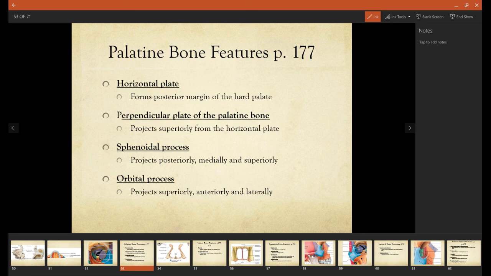The perpendicular plate is going the opposite direction of the horizontal plate. It's going to be going superiorly, and it's going to branch off into two processes. The sphenoidal process goes posteriorly to the sphenoid, whereas the orbital process is going to go to the orbital region, and that's what you see at the anterior.